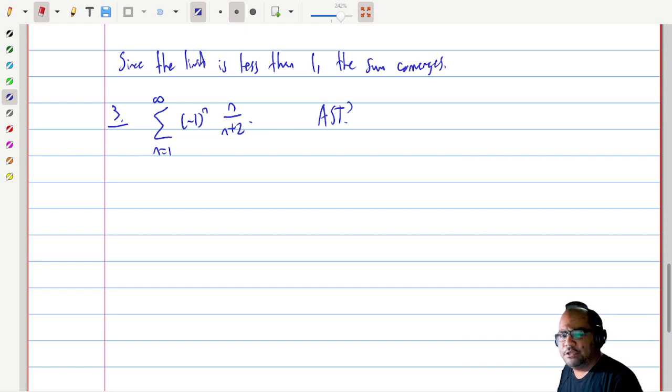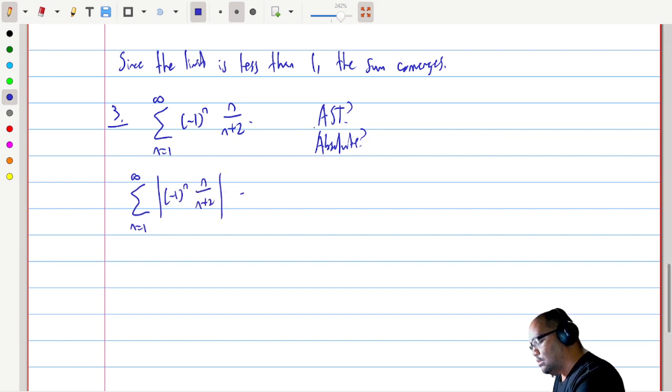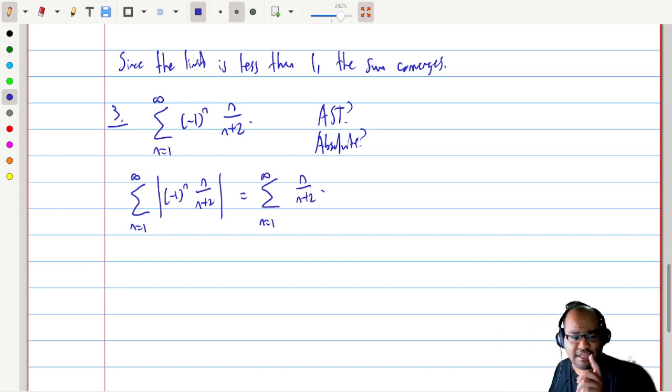But a possible candidate here is, I do have a hunch that this might diverge. I think it diverges. Let's test for absolute convergence. So we're going to take the absolute values here, and that just removes the alternating bit. And check, okay?